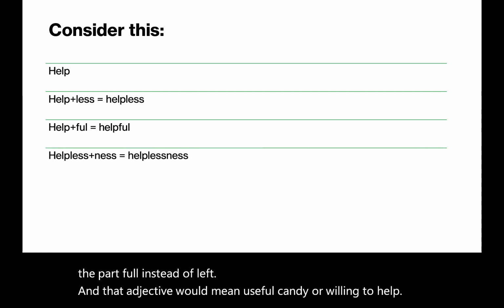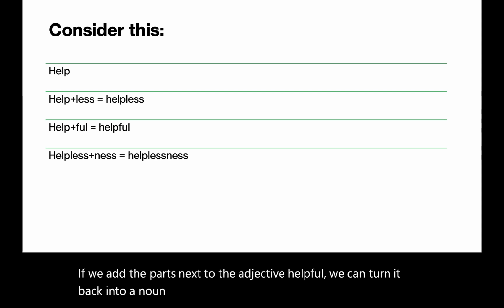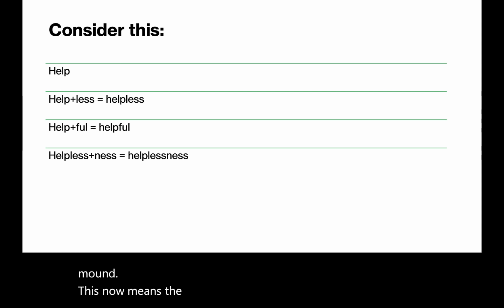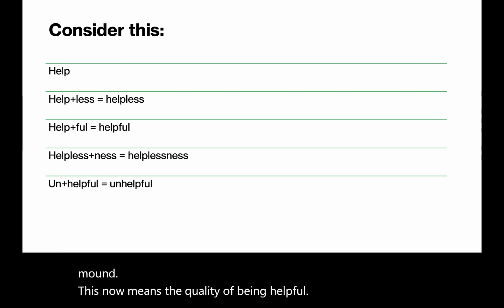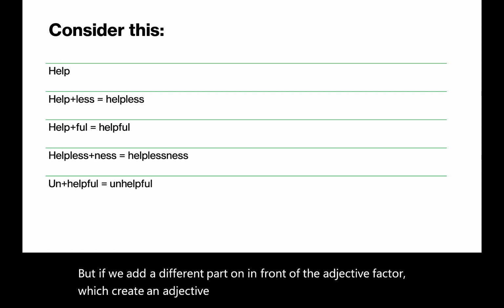If we add the part ness to the adjective helpful, we can turn it back into a noun, but one with a different meaning from the noun help. This noun means the quality of being helpful. But if we add a different part, un, in front of the adjective helpful, we create an adjective again, but with the meaning opposite of helpful.